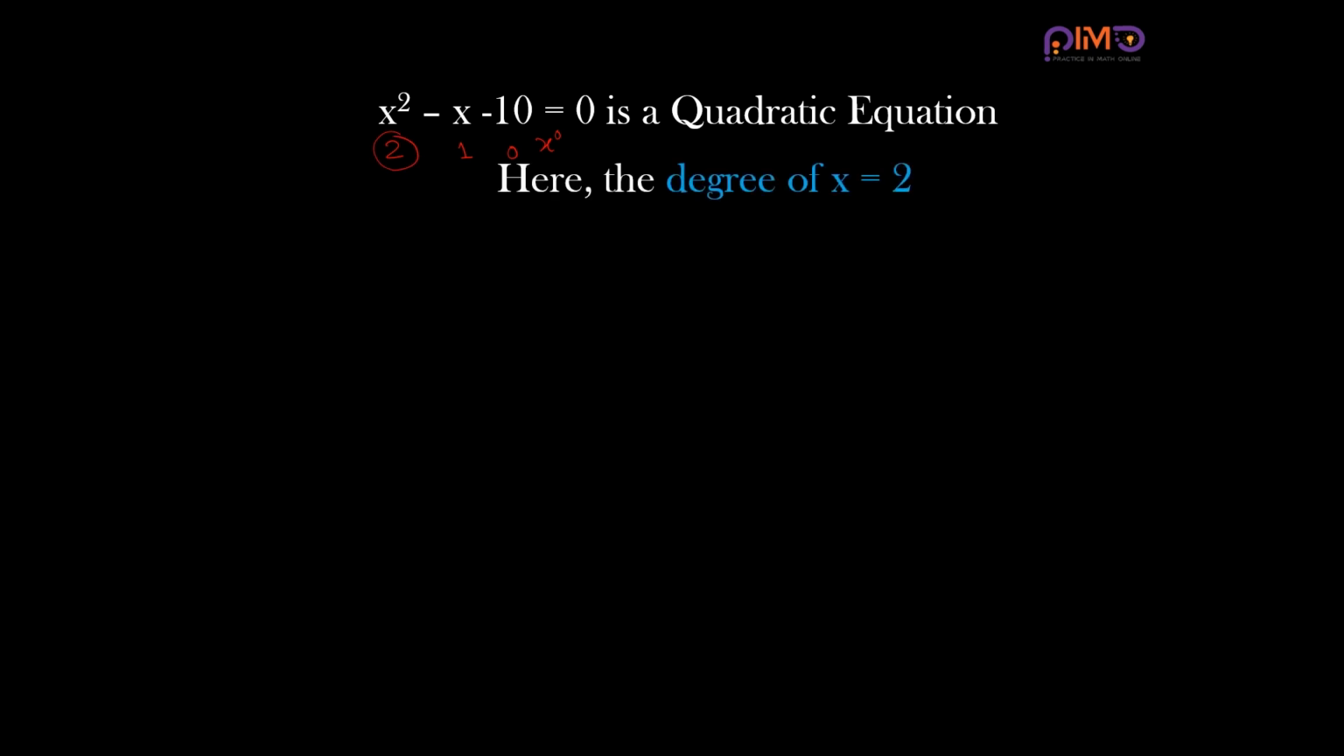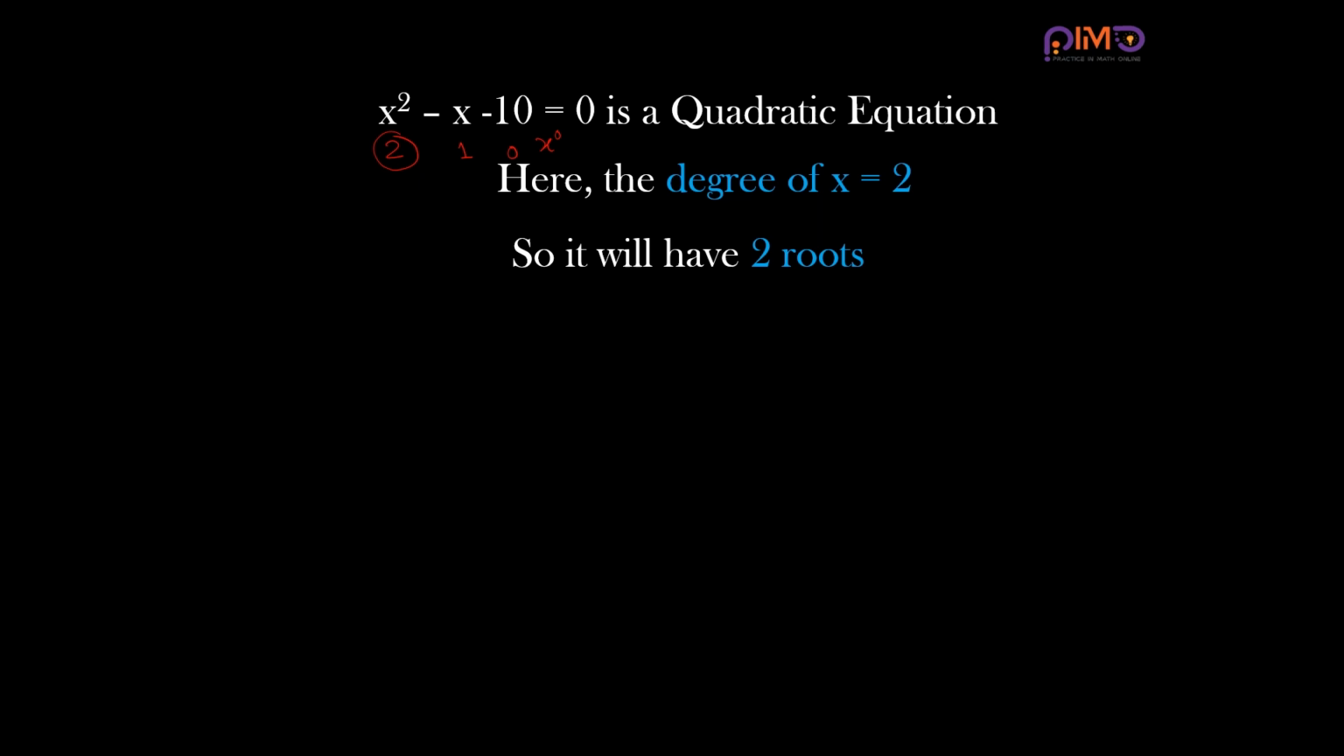Let's take a few more examples with higher degrees. x squared minus x minus 10 is equal to 0. It is a quadratic equation. Here in the term x squared, the power of x is 2. In the next term the power of x is 1, and 10 is a constant, so here the power of x is 0. Out of these the maximum power is 2. So the degree in this equation is 2. So it will have 2 roots. How to calculate them? We will discuss that in the next video.